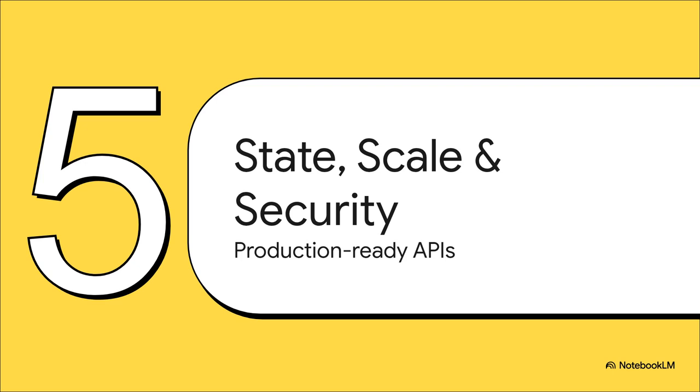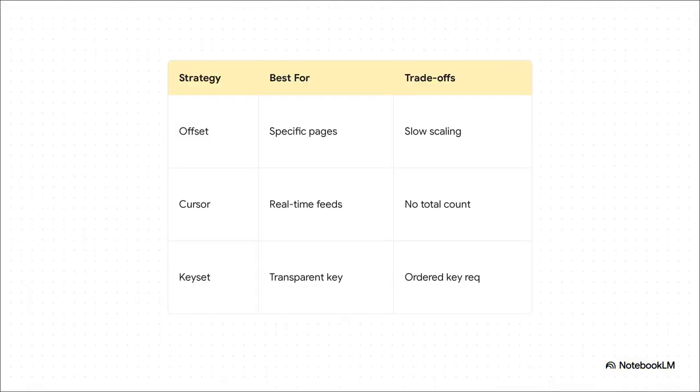Section 5, State, Scale, and Security. All right, let's look at the advanced operational concepts that take your API from a weekend side project to being fully production ready. If you're returning thousands of records, you absolutely must paginate. Offset and limit is great for admin panels where you just need to jump to page 10, but honestly, it gets incredibly slow on massive data sets. That's exactly why huge platforms like Twitter and Slack use cursor-based pagination. It returns an opaque token marking your exact position in the feed, ensuring that as new data comes in real time, your pagination doesn't drift at all.